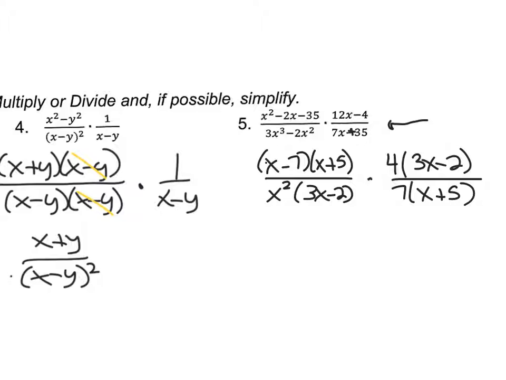So once you have everything factored again, you can cancel anything in the denominator with anything in the numerator. All those cancel. What that leaves me with in my numerator is a 4 and an x minus 7, and in my denominator, it leaves me a 7 and an x squared. And that's all you do.